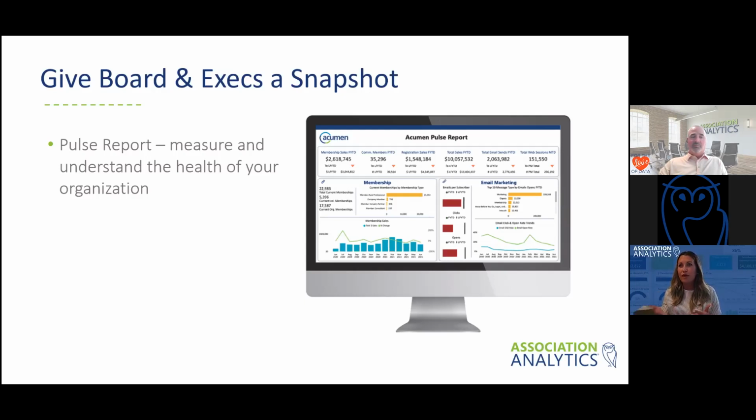So this is one thing, a pulse report. This is exactly what I was talking about. When you think about the health of your organization, having your vitals on something like a pulse report. So no matter where you sit, a board member, an executive, you can go on and you can understand those key metrics that tell you the health of your organization.